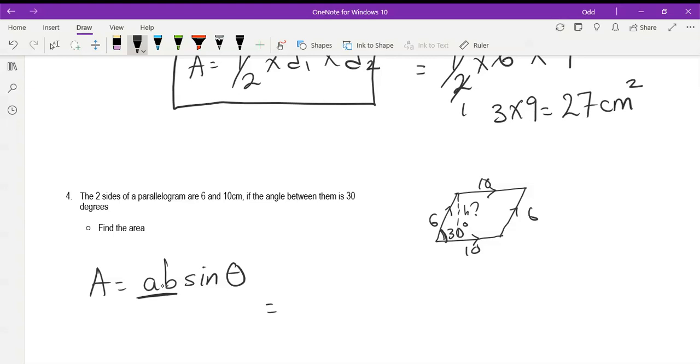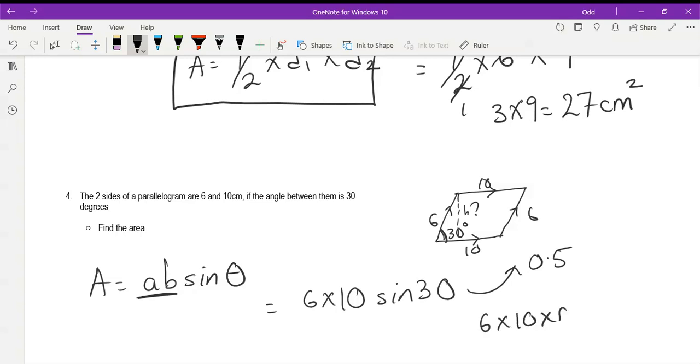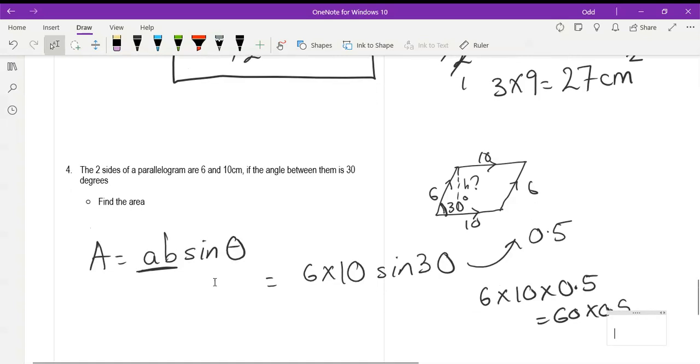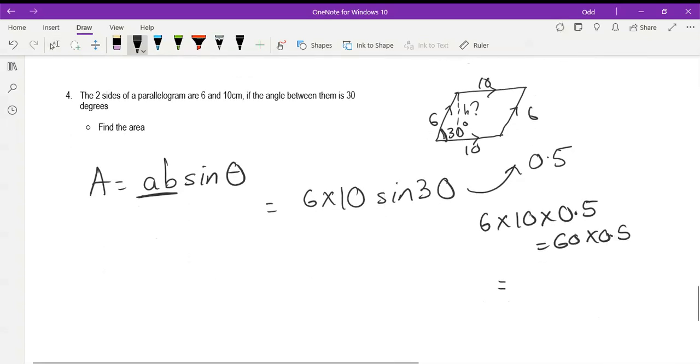So what are the sides? We have 6 times 10 sine 30. Sine 30 is actually 0.5. So that will be 6 times 10 times 0.5, that will be 60 times 0.5. So the area of this parallelogram is going to be 30 centimeters squared. So this is just for trigonometry.